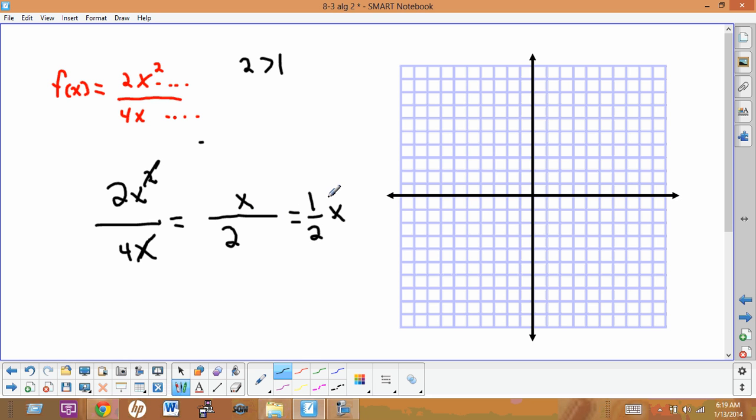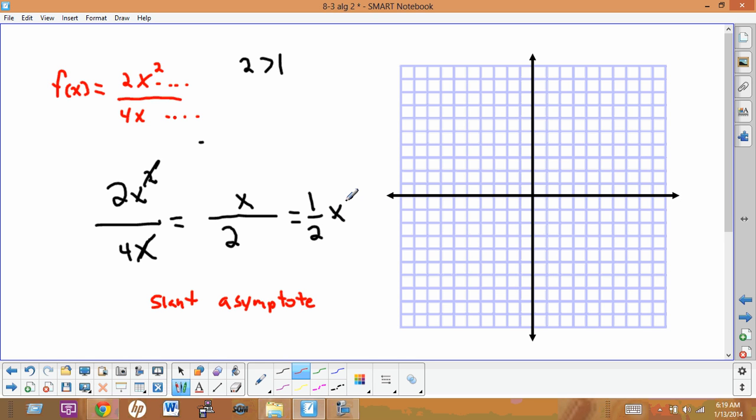Okay, so we need to interpret this a little bit. This is no longer a horizontal asymptote. It's called a slant asymptote. It still guides our end behaviors, but it's not horizontal anymore. And what gives it away is the x. This is not a horizontal line, this is a linear equation.